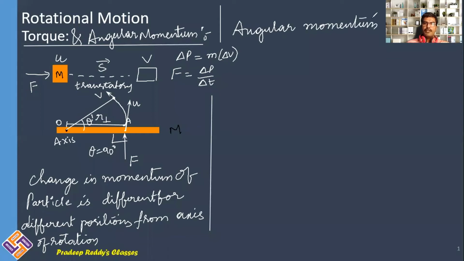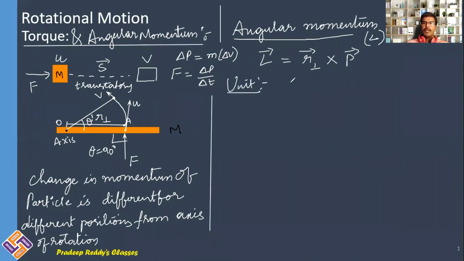Angular momentum is denoted with L bar. Angular momentum L bar is equal to R perpendicular bar cross P bar, where P is linear momentum and R is the perpendicular distance where the momentum of the particle is undergoing change. The unit of angular momentum is kg meter square per second.